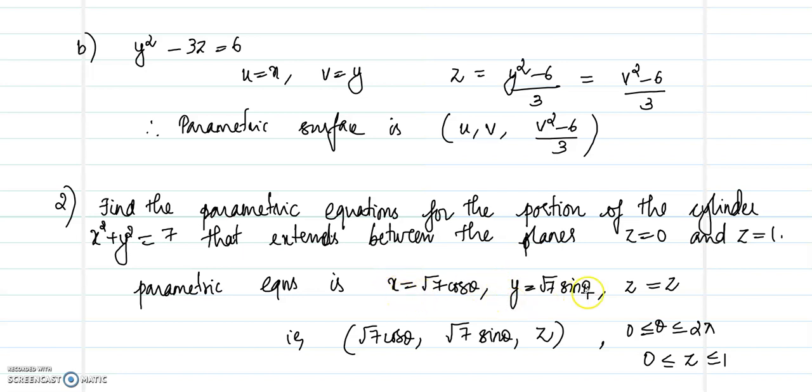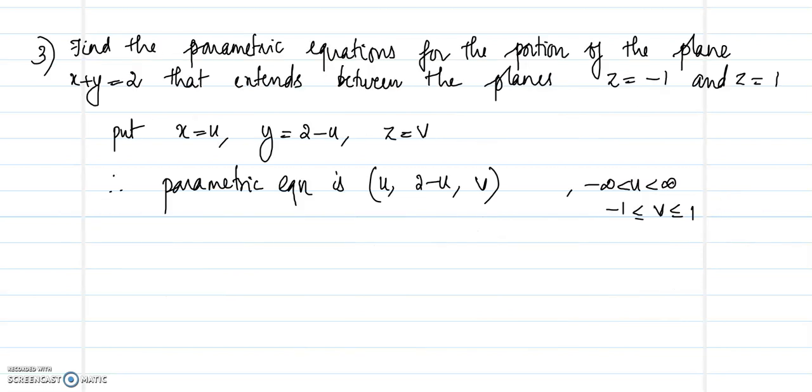So the parametric representation is, so x and y vary over this circle. So it will satisfy the equation √7 cos theta and √7 sin theta. So (√7 cos theta) whole square plus (√7 sin theta) whole square will be equal to 7. So that's the value of x and y. And then let us put z equal to z itself. So there will be two parameters, theta and z. So theta will vary from 0 to 2 pi and z is varying from 0 to 1. So that is the parametric representation of the cylinder.